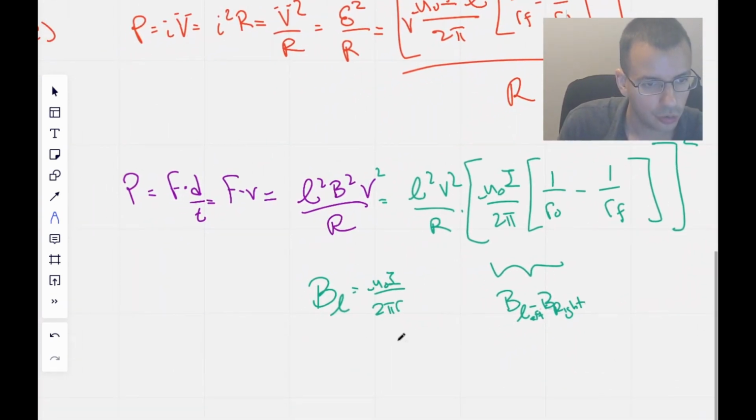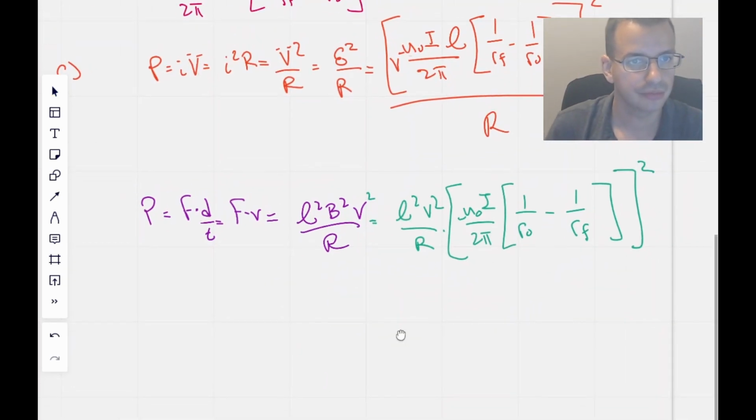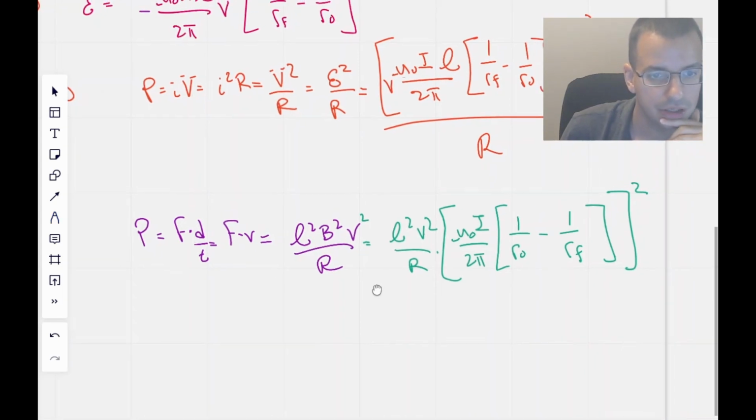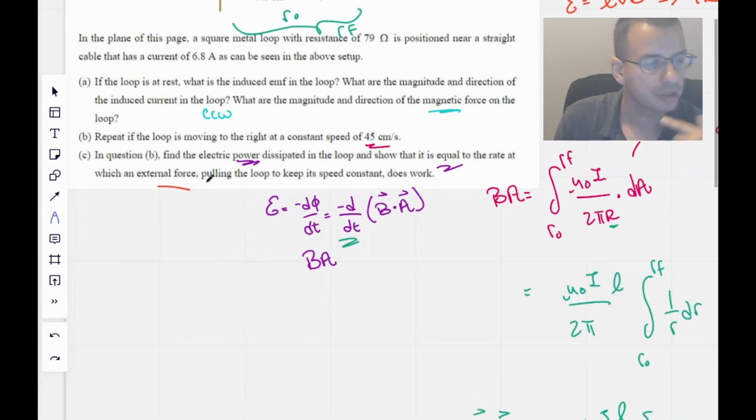All right, so now we've derived the power that is dissipated in the resistance of this square, and we've also derived the power required to pull this square. And we want to see if they are the same. So we look at this, v squared, L squared, magnetic field squared, divided by R. So yes, these two are the same. The question in part B was to find the electric power dissipated in the loop and show that it's equal to the rate at which an external force pulling the loop to keep its speed constant does work. We just did that. We could put numbers in and see that these two numbers are the same. But since we did everything in terms of variables, all the variables are the same. We plug in all the numbers, those are going to be the same. And that's how it works out.